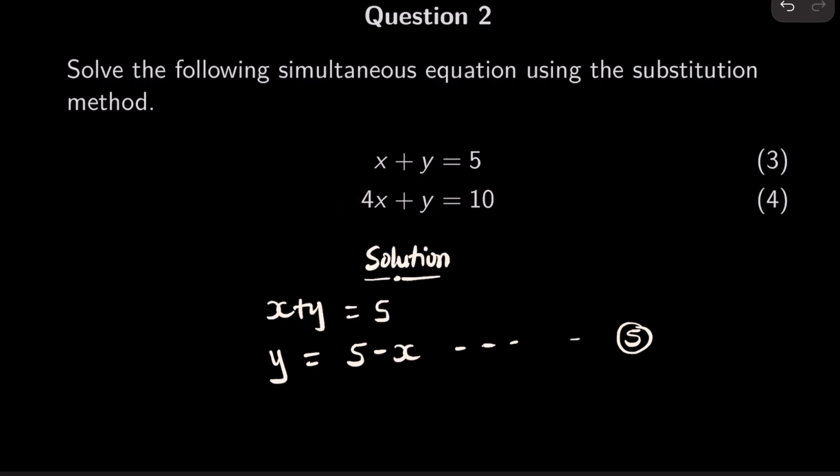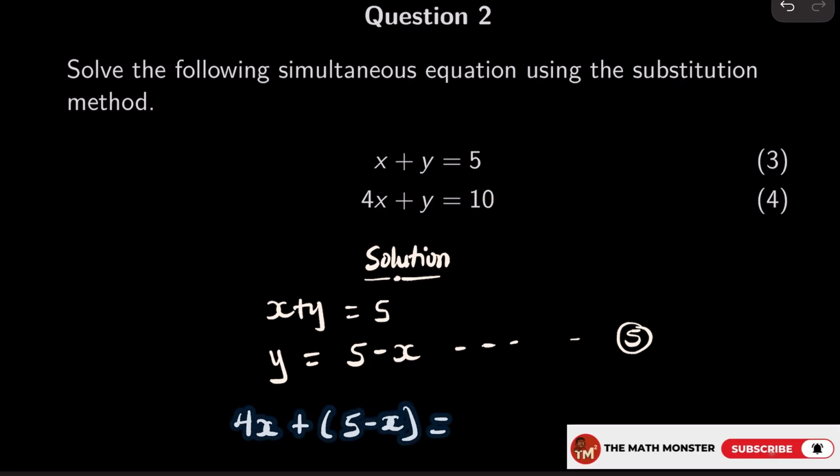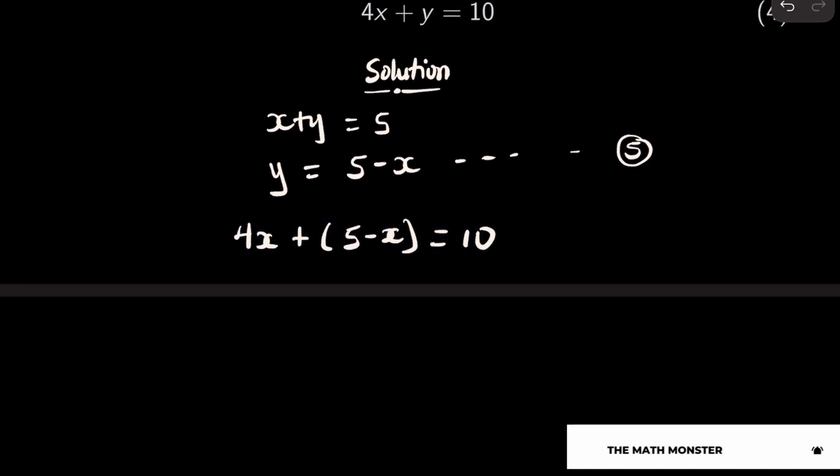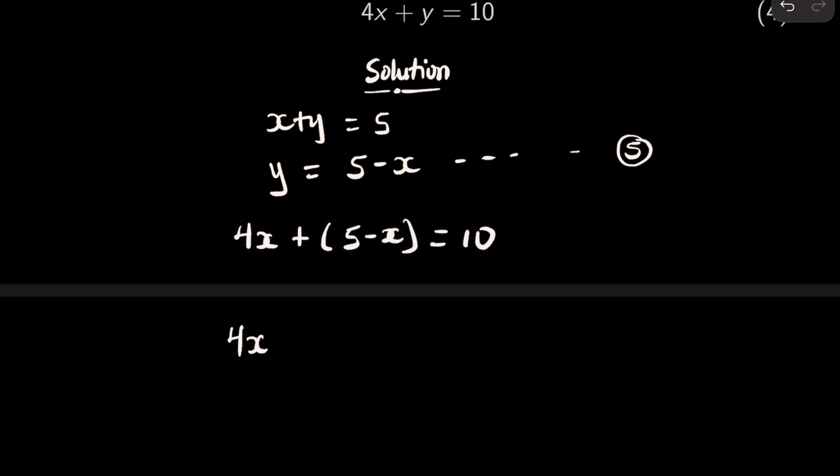So we have 4x, then plus y, but y is now 5 minus x. So this is going to give us 4x plus 5 minus x is equal to the right hand side, which is 10 in this case. Now let's simplify this here. The coefficient here is 1, so 1 times 5 is 5, and 1 times minus x is minus x. So you're going to have 4x plus 5 minus x is equal to 10.